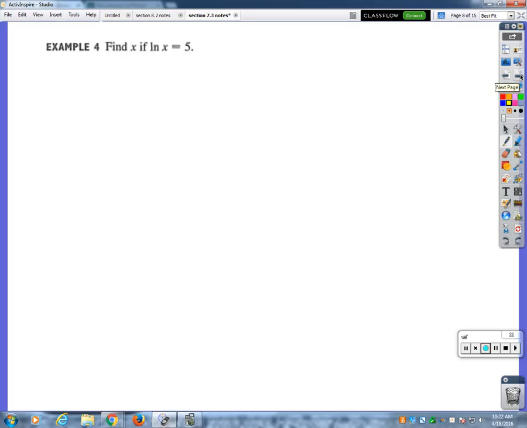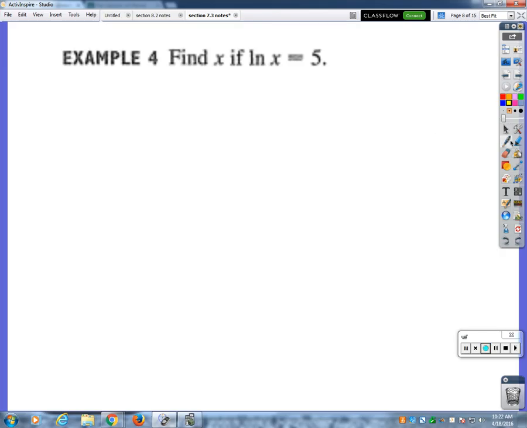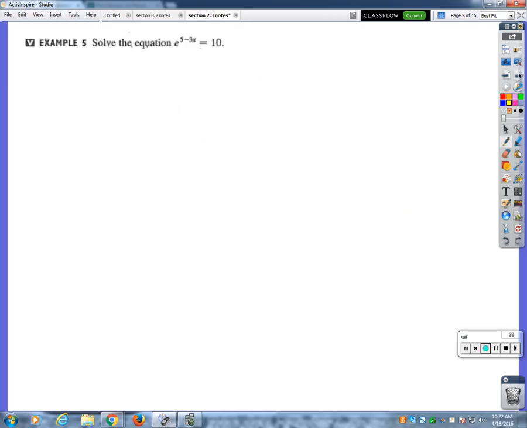Okay, so for example, find x if the natural log of x equals 5. So what's the answer? Yep, it's just e to the 5th because the base right here is e, and what we're doing when we're doing logs, just like we did before, is that number to that power equals that thing right there. So x equals e to the 5th. And you could figure that out on your calculator, or you could just leave it like that.